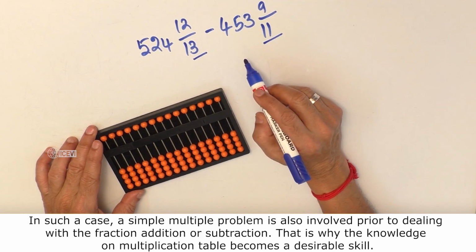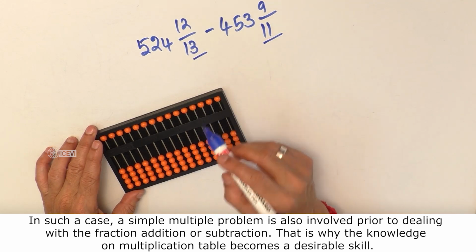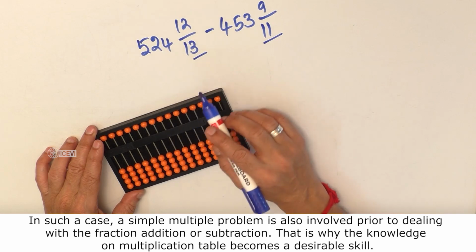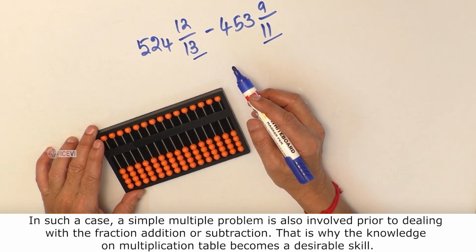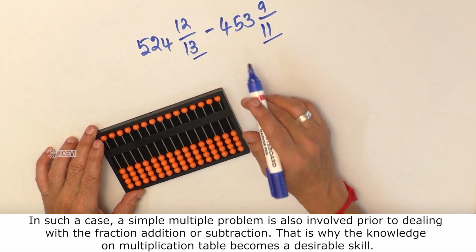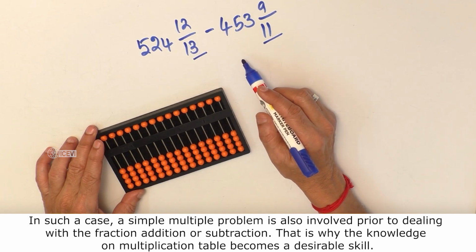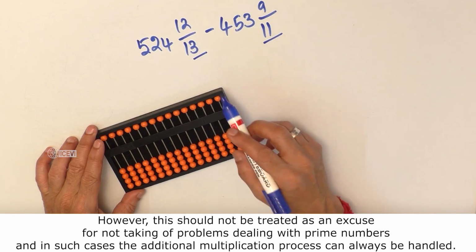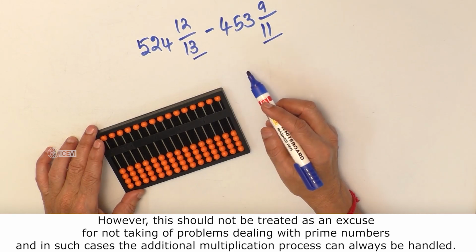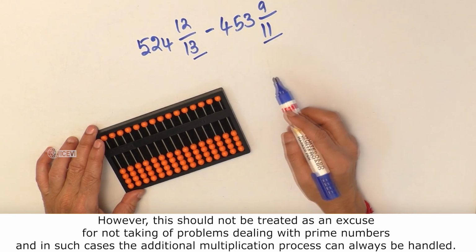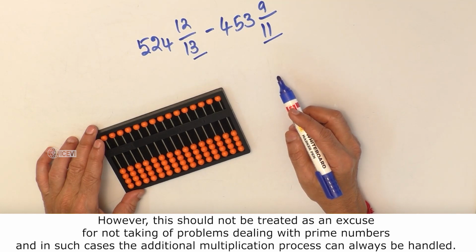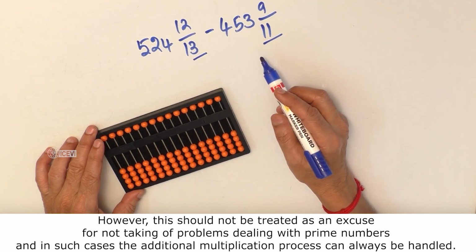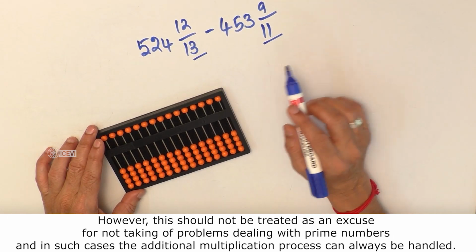In such a case, a simple multiplication problem is also involved prior to dealing with the fraction addition or subtraction. That is why the knowledge of the multiplication table becomes a desirable skill. However, this should not be treated as an excuse for not taking up problems dealing with prime numbers. In such cases, the additional multiplication process can always be handled.